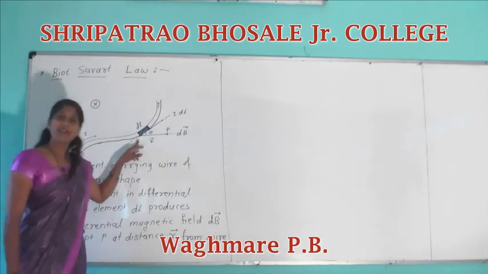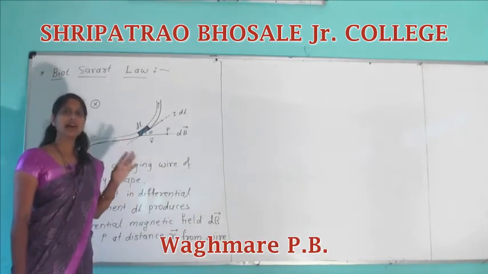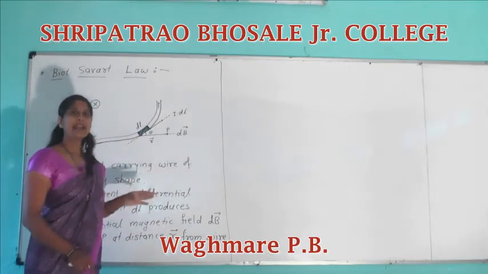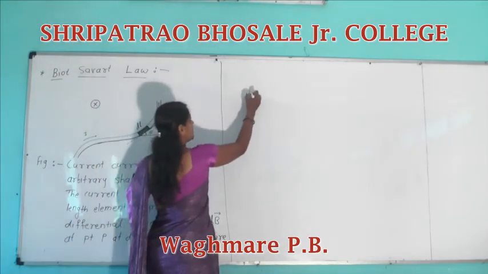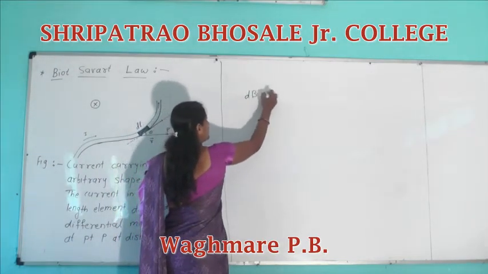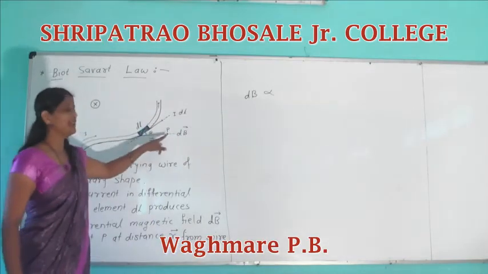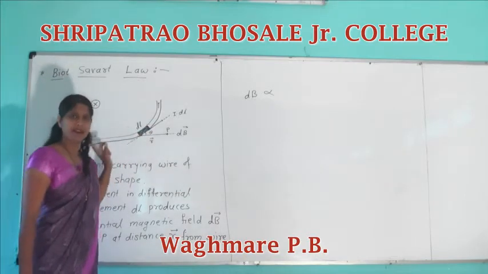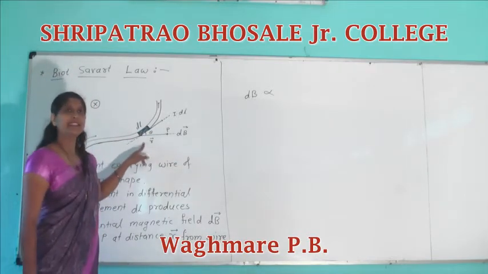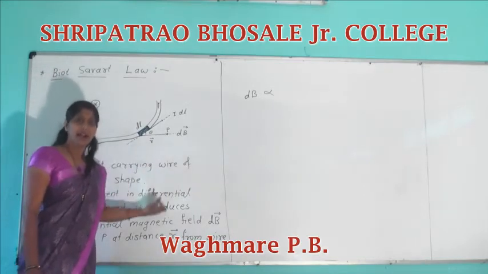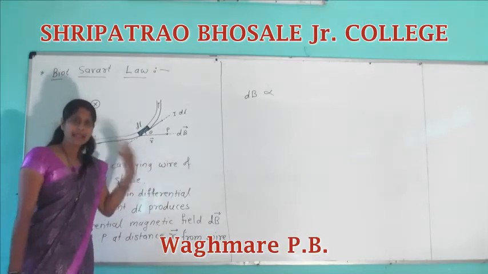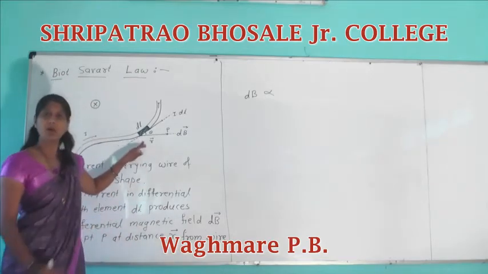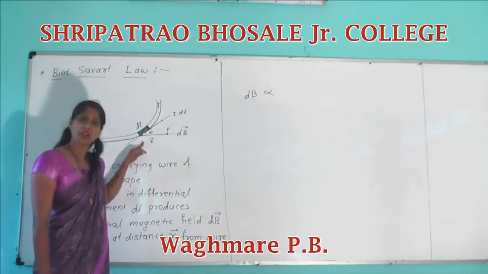Now this magnetic field produced due to the current in the small element dl is dB, the magnetic field produced at point P due to the current flowing in the small element dl of wire, and this is directly proportional to the current flowing in the wire. As the current increases, the magnetic field also increases. Therefore, magnetic field is directly proportional to current.